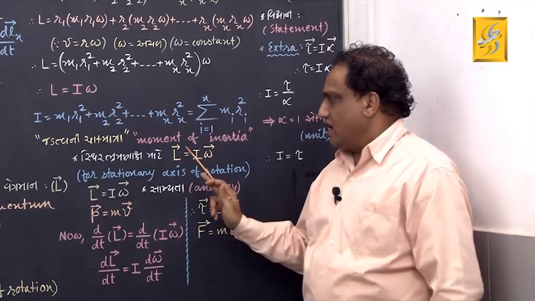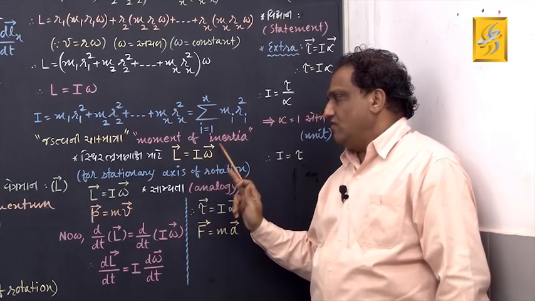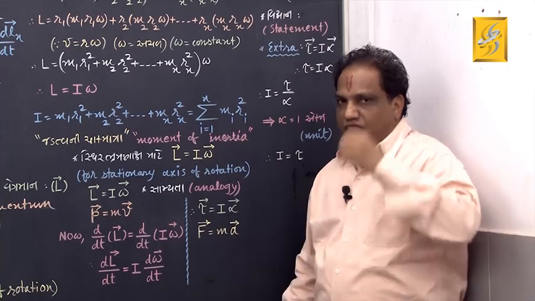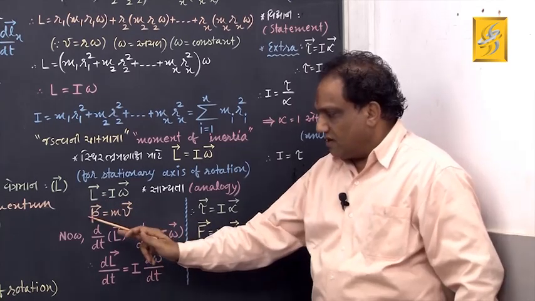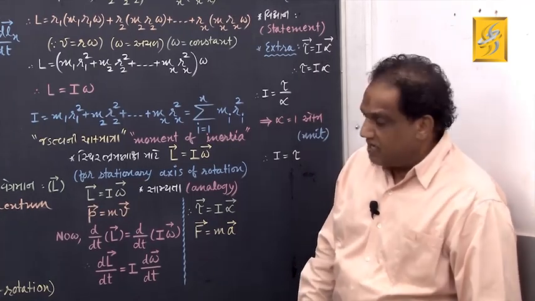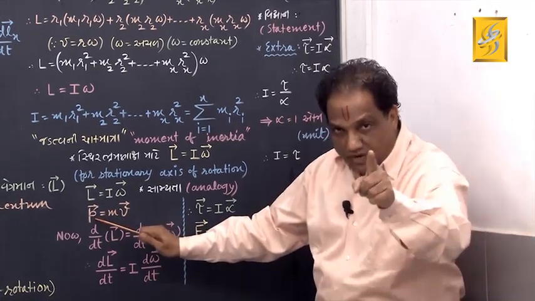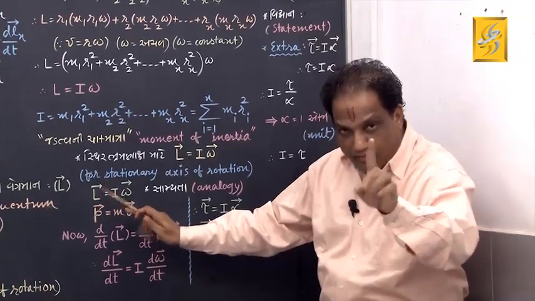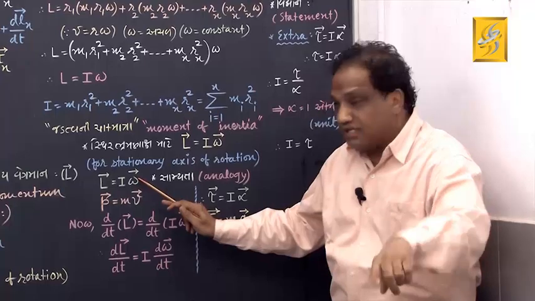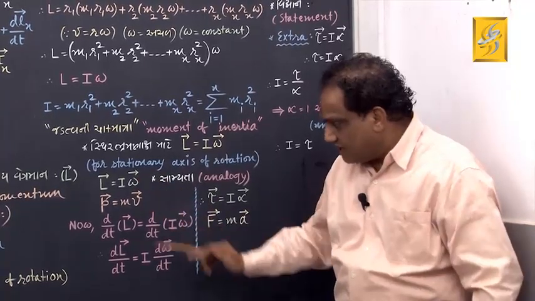What is the formula? Speak out. Vector L equals I into vector omega. Correct? And don't you find this formula very similar to this formula? Vector P equals M into vector V. What is this? Linear momentum. What is this? Angular momentum. There is a similarity. What is this? Linear velocity. What is this? Angular velocity. There is a similarity.